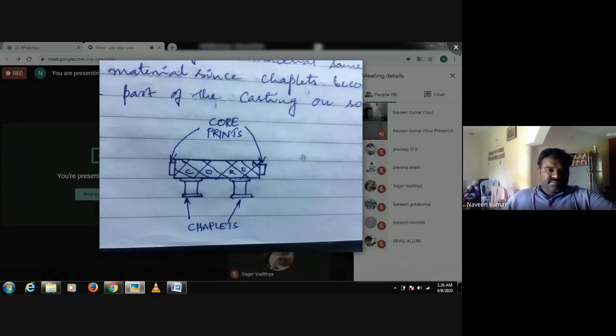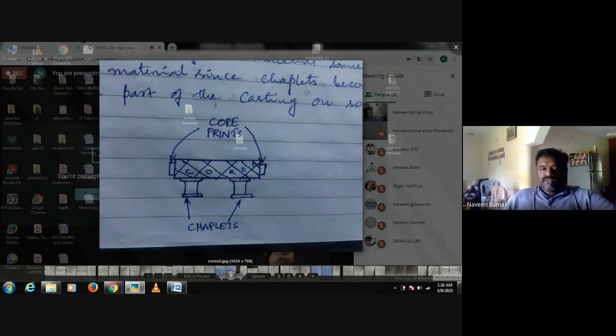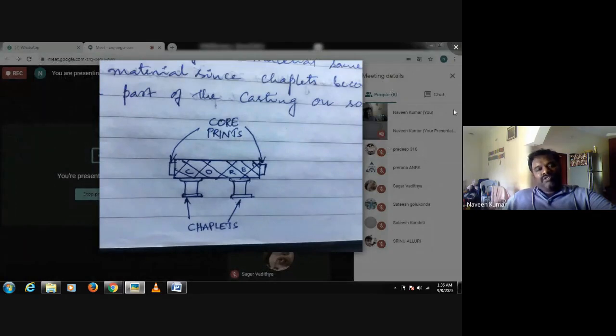Next point. Green sand cores can be used to produce, please make a note, green sand cores are used to produce simple internal cavities. Next.